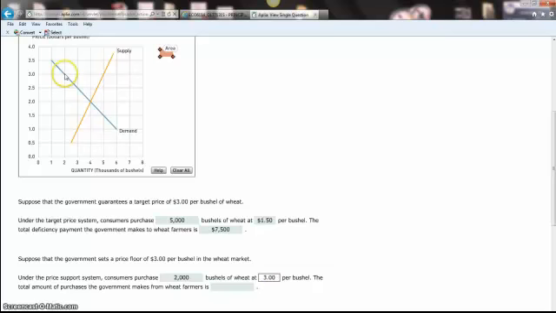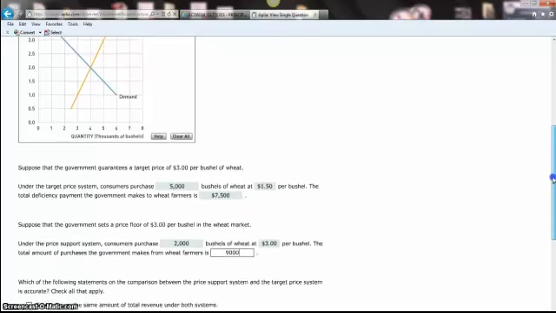So what's going to happen then is the amount that the government is going to have to purchase is going to be the difference between the two at the price of $3. At $3, the quantity supplied is going to be 5,000. The quantity demanded is going to be 2,000. So 5,000 minus 2,000 is 3,000 times the $3 that the government is giving. So that's going to equal $9,000.